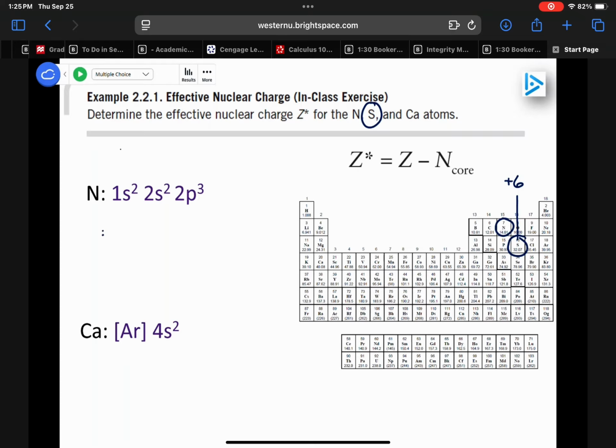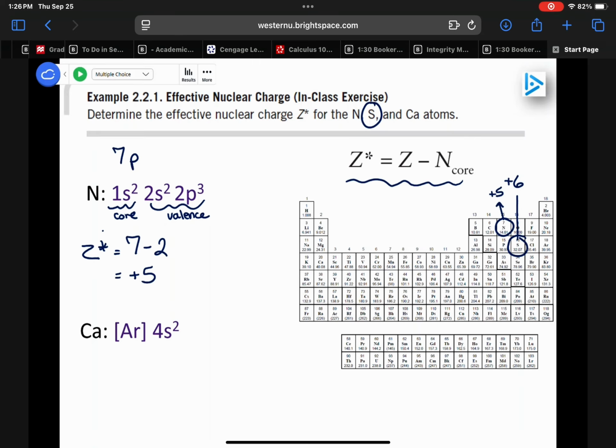It has an atomic number of 7, so it has 7 protons, 7 electrons if it's neutral. It has valence electrons and core electrons. If we want to calculate its effective nuclear charge, or Z star, we take the number of protons, which is 7, and subtract the number of core electrons, which is 2, and we can see that the effective nuclear charge on nitrogen is plus 5. That's the pull on those valence electrons.